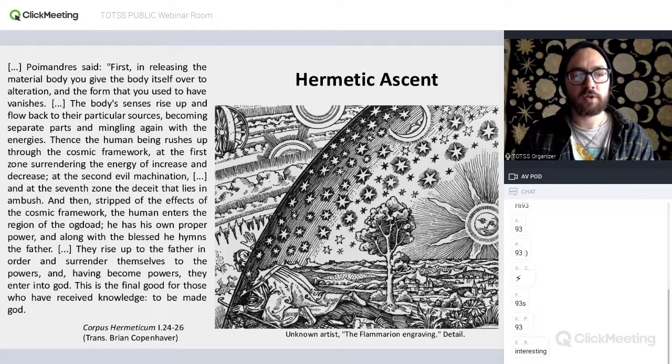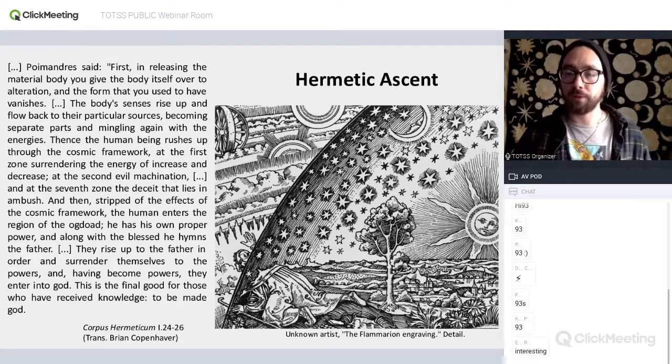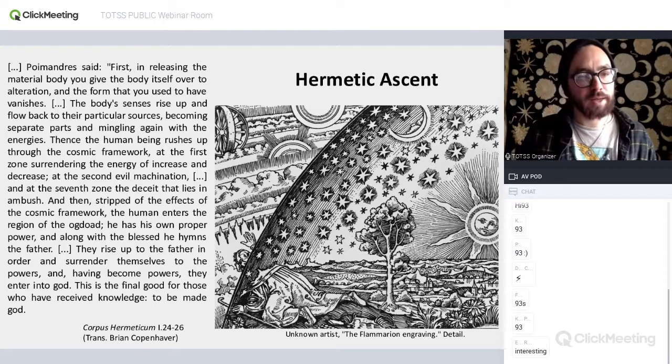"At the first zone," so this would be the sphere of the moon, "surrendering the energy of increase and decrease." And we talked about the moon as symbolizing increase and decrease, generation and corruption, all those changing things that happen in the embodied world. "At the second, evil machination." So this is a way of talking about the sphere of Mercury. And then he goes through all 7 spheres, really talking about the more unhealthy or problematic aspects of each one. Even though the Hermetic tradition doesn't always see it in these terms, for the purposes here, we are talking about freeing the soul from the troubles that come from the planets.